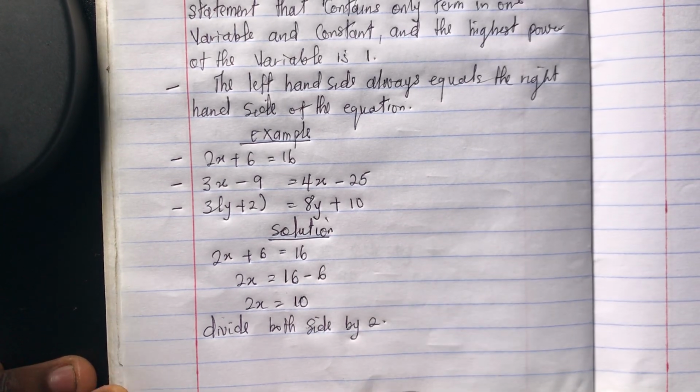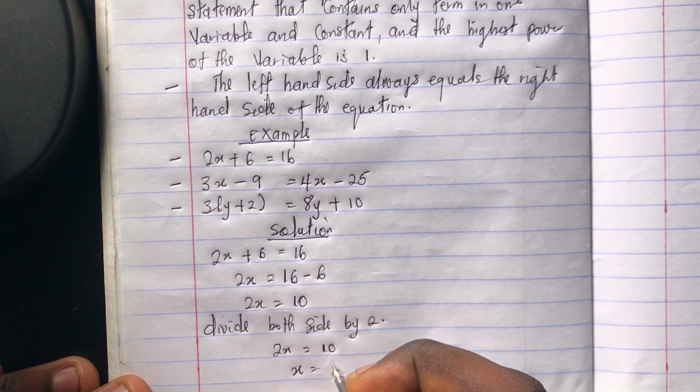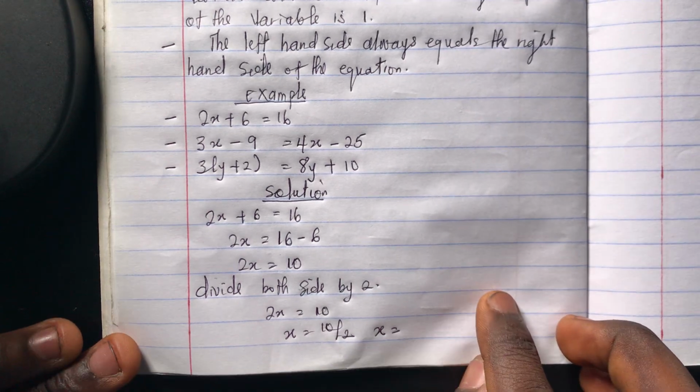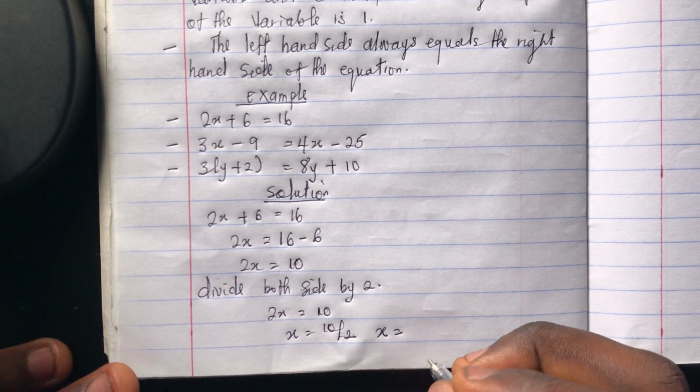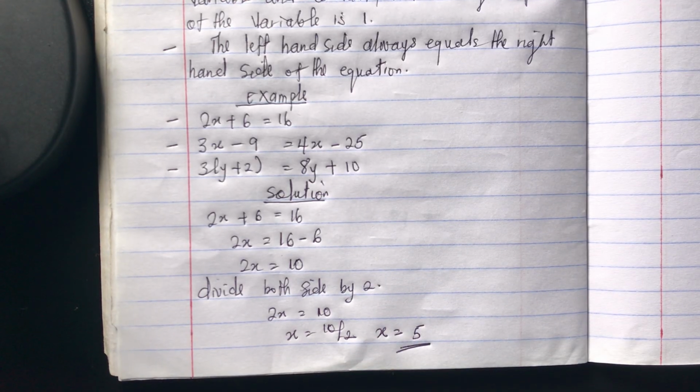by 2. So I have 2x is equal to 10, x is equal to 10 over 2, and x is equal to 5 as my answer. If you want to see me solve the remaining two questions, check my next video.